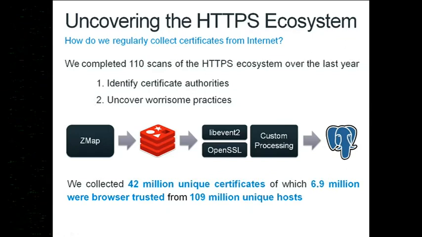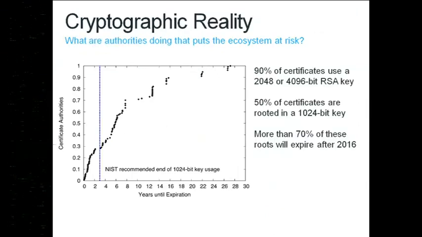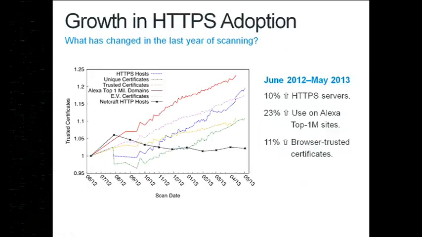So in addition to finding, I think, 1,300 entities that can sign a certificate for any website you visit, because there's no limitation to that scope of authority and trust that's put into SSL certificate authorities, we find interesting things like this. There are still 50% of certificates eventually rooted in a 1024-bit key. This is something on the verge of being factorable. More than 70% of these roots will expire more than 2 years from now. So this is bad. On the other hand, there are some good things.